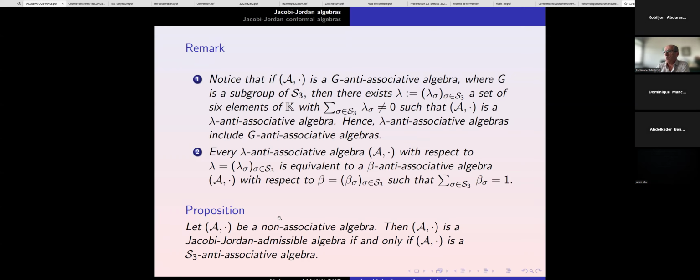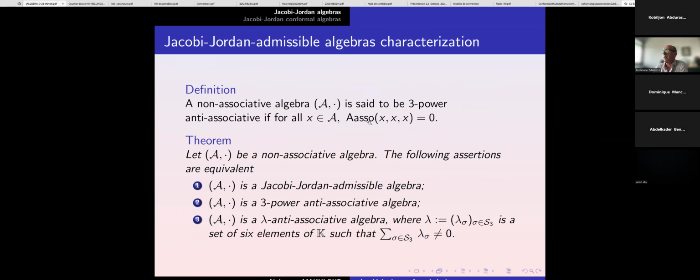Now, in order to characterize this Jacobi-Jordan admissible algebra, we first notice that the fact that A dot is a Jacobi-Jordan admissible algebra is equivalent to A dot being an S3 anti-associative algebra. You just write the condition, and you can notice that there is this equivalence. But now I'm going to give the result which characterizes Jacobi-Jordan admissible algebra.